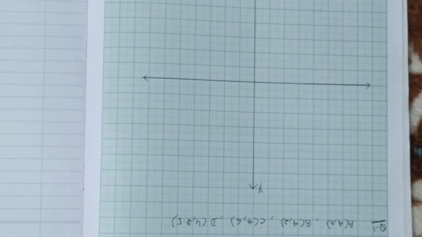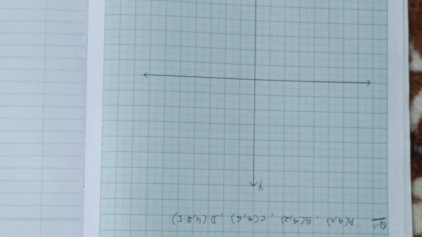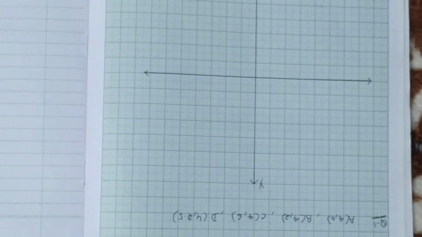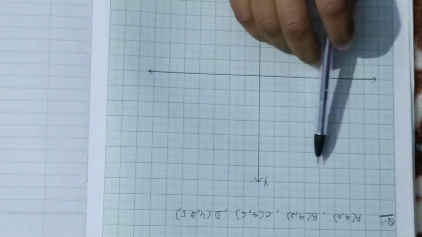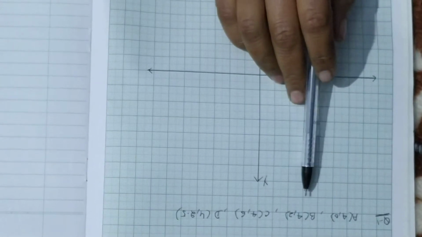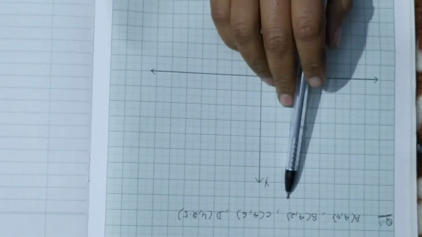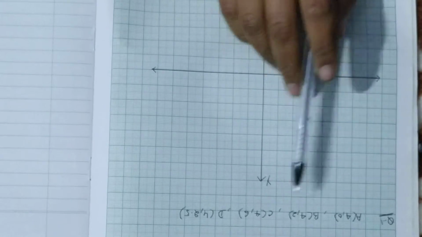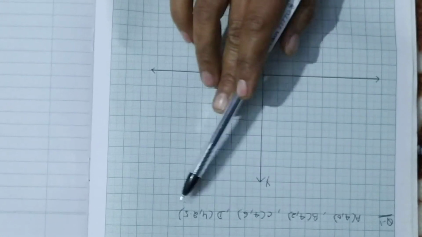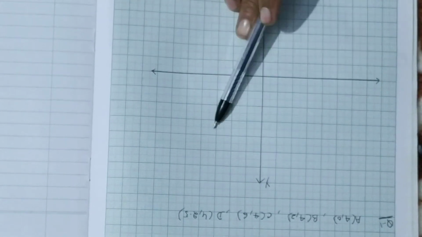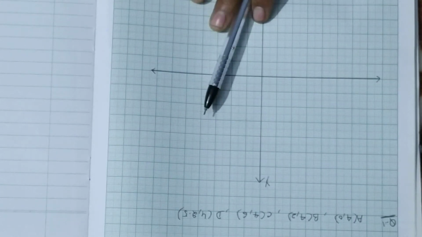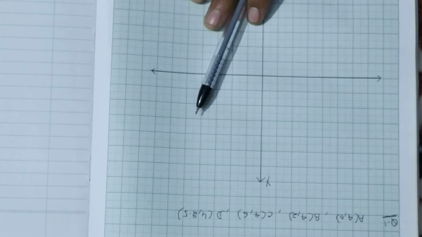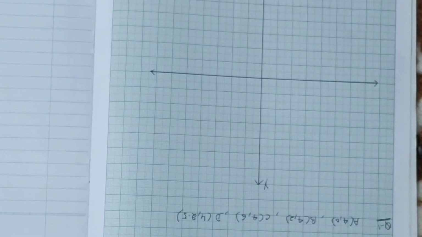Good morning, children. In the previous video, I told you the basic concept of chapter 15, and now we are starting exercise 15.2. The first question is: plot the following points on the graph sheet and verify if they lie on a line. These 4 points are given: A, B, C, D. First we'll plot these points and then join them by a line and check whether they are lying on the same line or not.